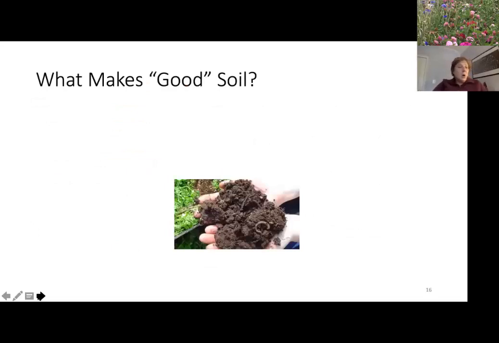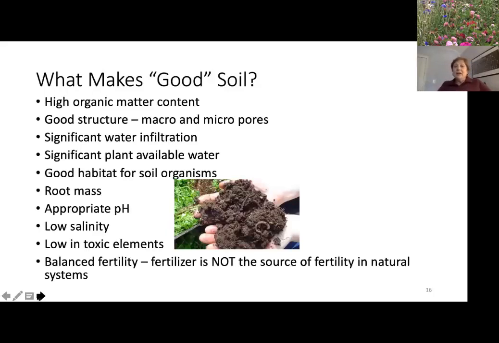Okay, so what makes good soil? You have to have high organic matter content, good structure. You have to be able to have water infiltrate and drain through the soil. There has to be water available for plants. You must be providing a good habitat for soil organisms with the appropriate pH, low salt levels, low toxicity, and balanced fertilizer. In a good soil, the microbes are actually the source of fertility, not fertilizers.